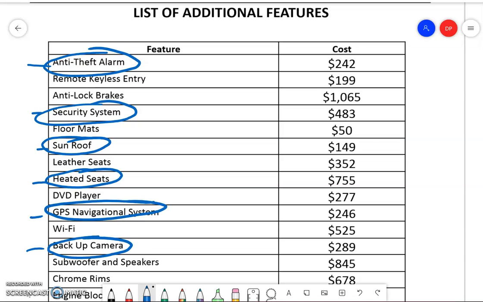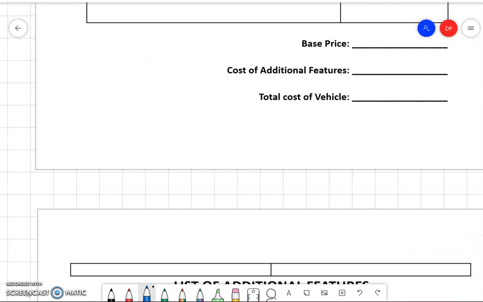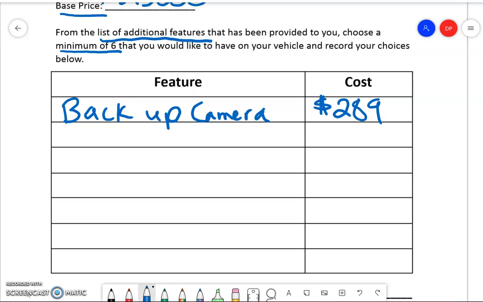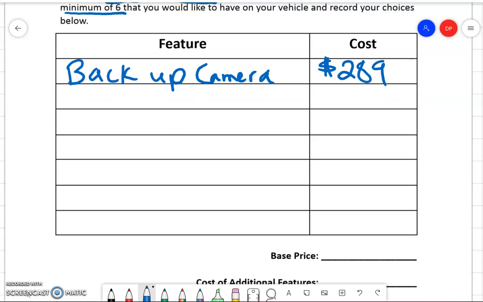After I choose them, I would say, okay, here's my backup camera. It's $289. I would go back up to my chart and say, I'm going to buy the backup camera, and it is $289. And I'm just going to be recording my choices from the list below into this chart. And that's it.